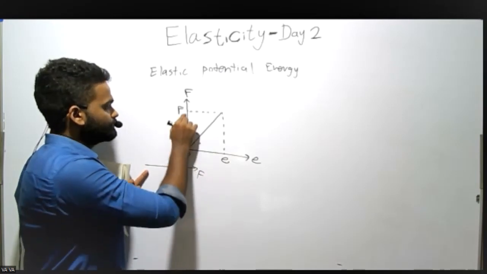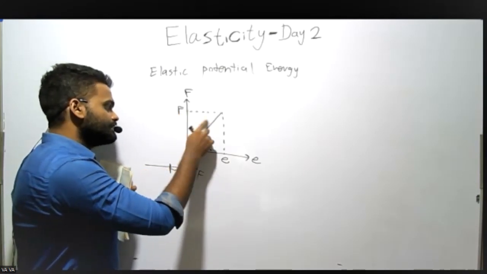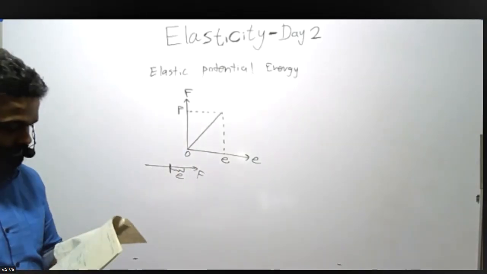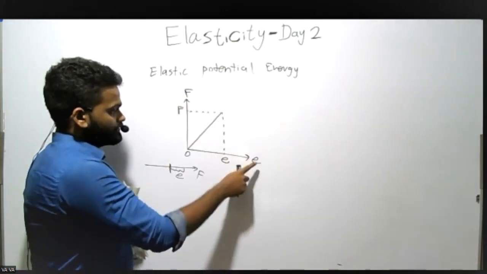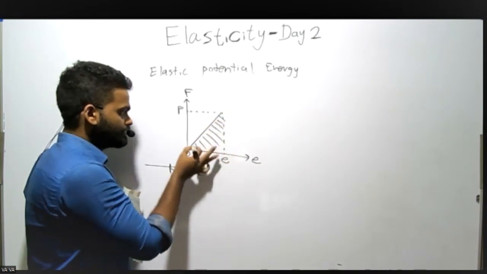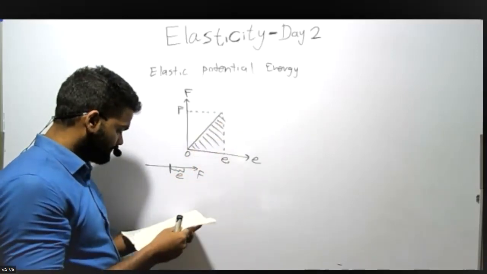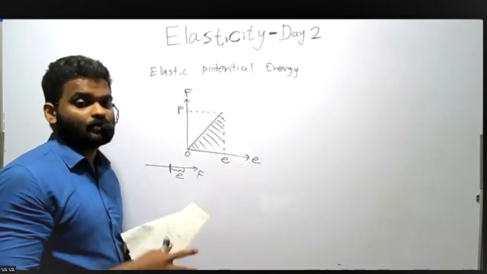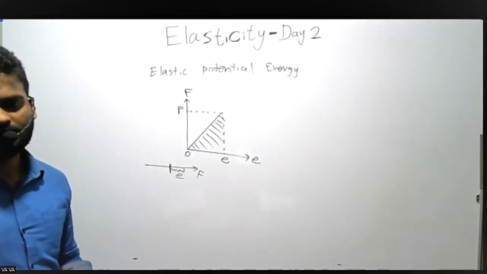That force gradually increases to F. Then this is a linear relationship, right? So this is a force-distance graph. The area of a force-distance graph gives us the energy. So the area of this graph is equal to the elastic potential energy stored in the wire, right?